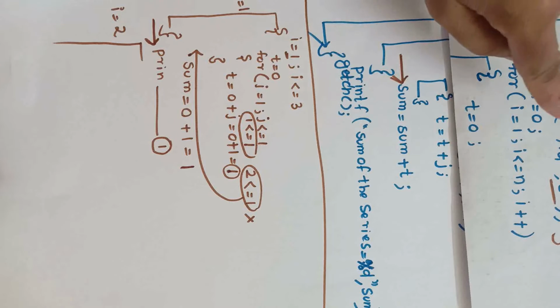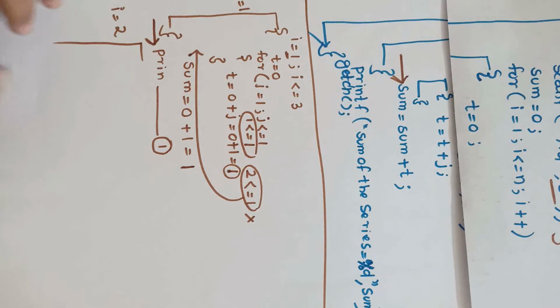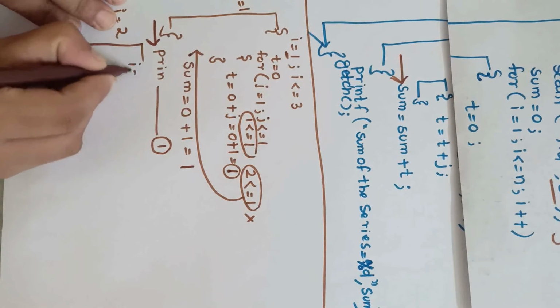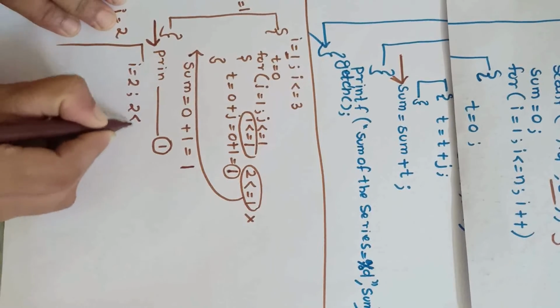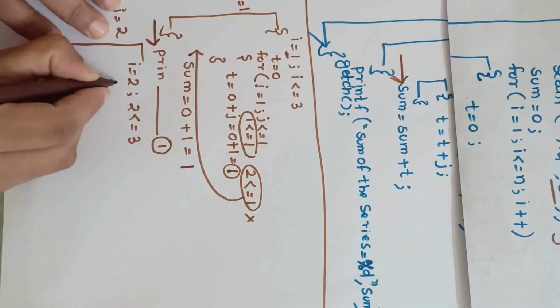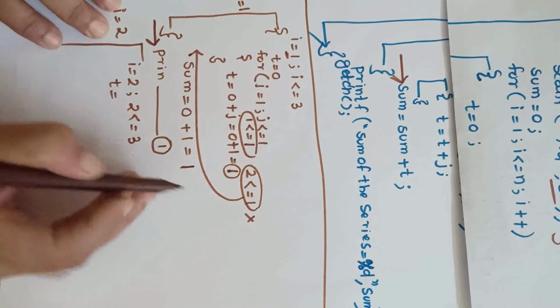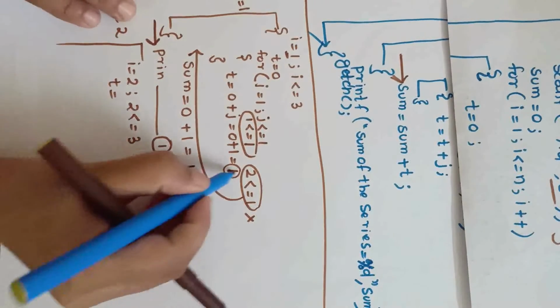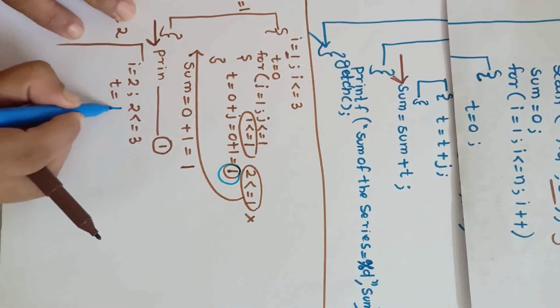Okay, so look here, come to this one, i equals 2. Now the value of i equals 2. Then 2 is less than or equal to 3. Okay, so now t equals what? What is the value of t now? Now the value of t equals 1.